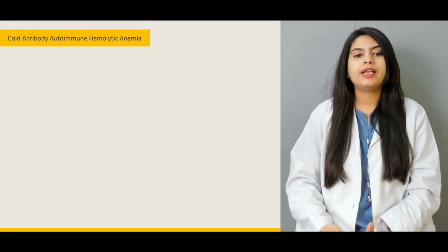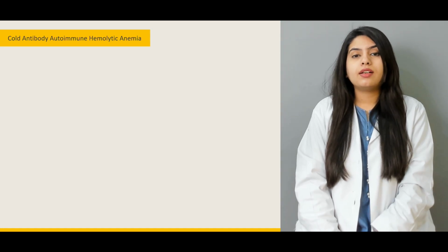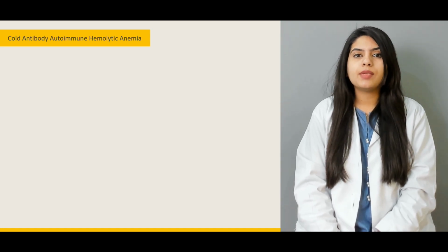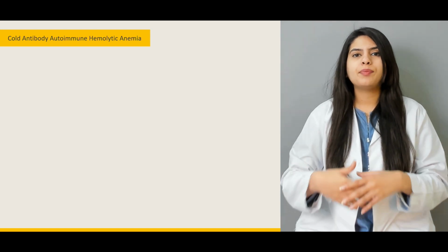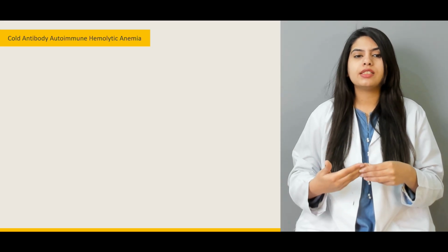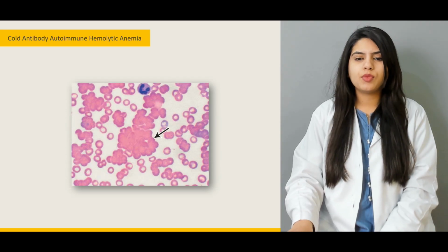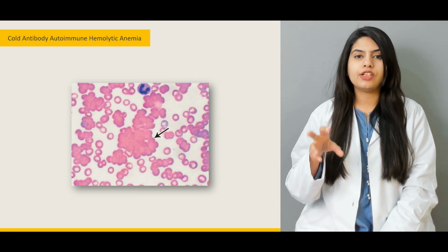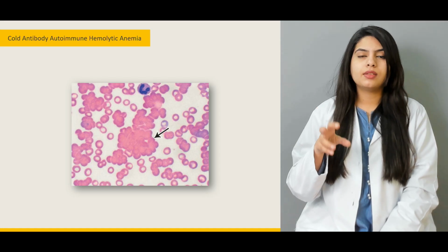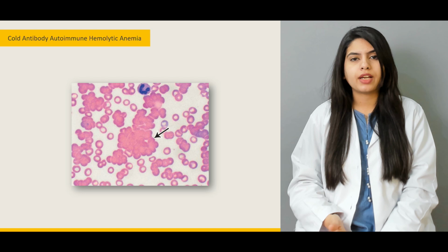Now coming to the cold antibody autoimmune hemolytic anemia. Here, the temperature at which the antibodies are produced is 4 degrees centigrade, and mostly at the peripheries the temperature is decreased. When the temperature is decreased, there is the production of antibodies, and there is agglutination that is due to the decreased temperature as well as the autoimmune reactions.